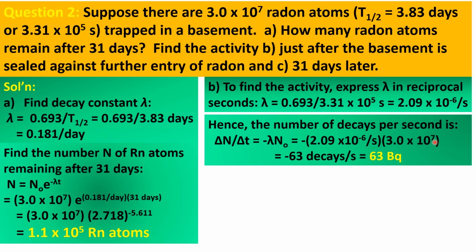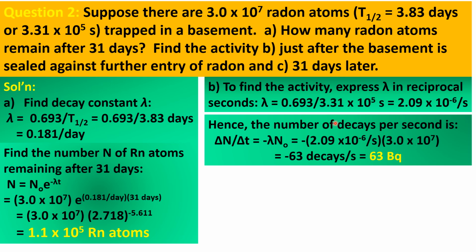Okay, but there is no need to put the word nuclei anymore, all right, because that's understood to be the number of nuclei that is remaining. All right, so using your calculator, we will get this value, negative 63 decays per second. This is now the number of decays per second, or the rate of nuclear decay, equivalent to 63 becquerel. Okay, becquerel can also mean the number of decays per second. All right. So this is our answer to letter B.